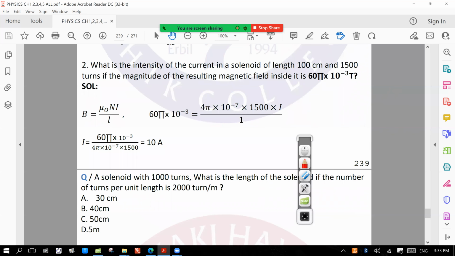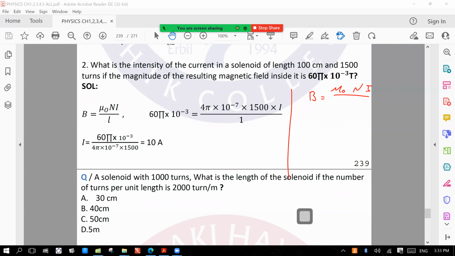Okay. What is the intensity of the current? In that example, the current is not given. We're going to write down the formula, mu naught N I over L. So what is the B? As you see, it's 60 pi times 10 to the power negative 3. So 60 pi times 10 to the power negative 3 equals mu naught, 4 pi times 10 to the power negative 7, and then N is given already, 1,500, times the current, which is unknown, over the L, which is 100 centimeters equal to 1 meter.